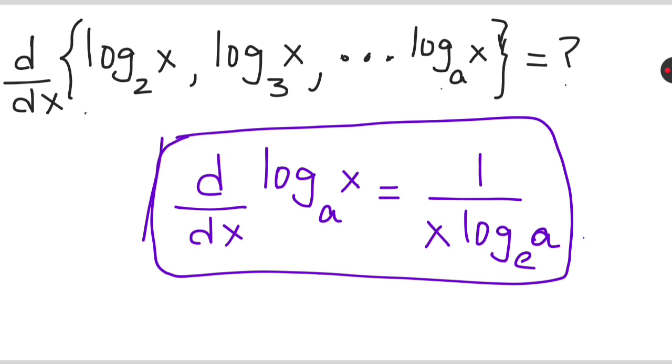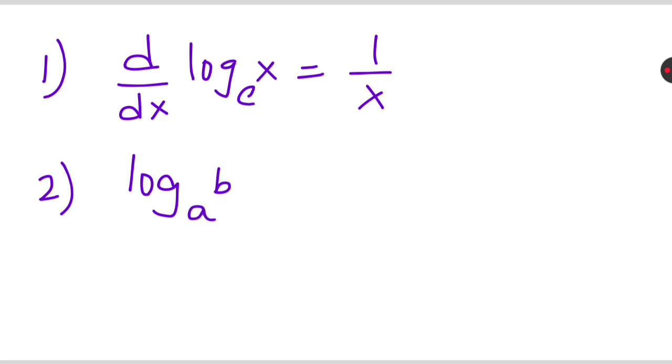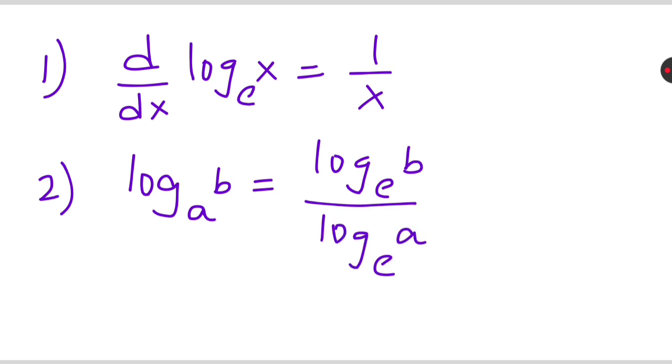Before starting the topic, let's recall a few properties. The derivative of log x, which is 1 over x. So we are going to use this property, and also we are going to use the change of base property of logarithm, that is log b with base a is equal to log b with base e over log a with base e. So let's go and see step by step.